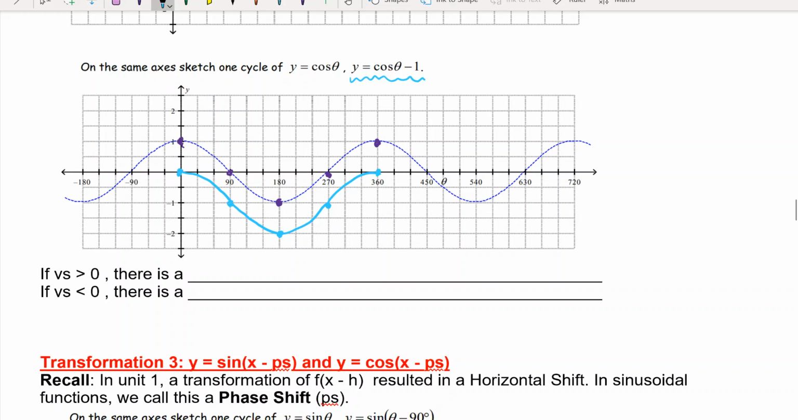So if there is a positive number on the end of our function, then we say it's a vertical shift up. You can also call it a vertical translation up. And if our number is negative, then there's a vertical shift down.